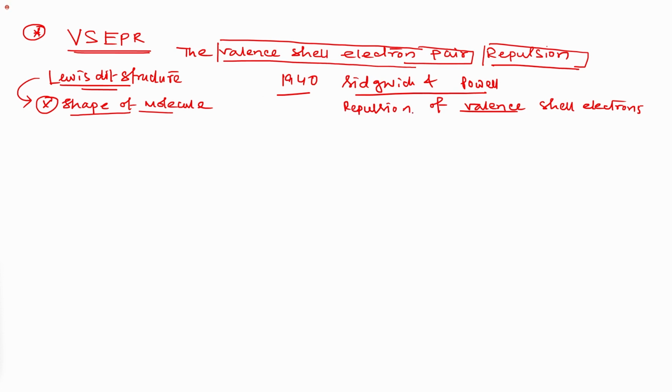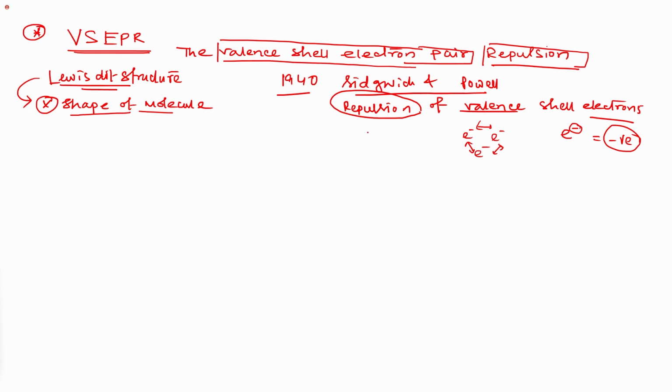Now why does this term come? This is the repulsion. We know that electrons are negatively charged. They have a negative charge. When we talk about the repulsion of the valence shell electrons, that means electron repulsion. A negative charge and a negative charge are there, so there will not be attraction, there will be repulsion. That's why we are talking about the repulsion of valence shell electrons.